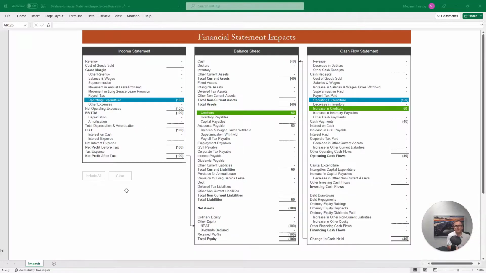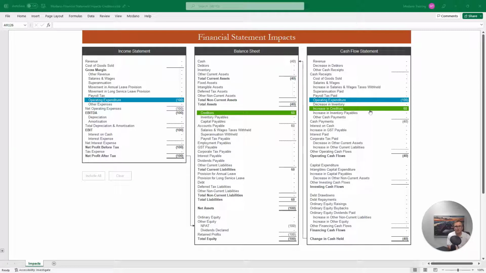Now, looking back at the financial statement impacts of creditors within a three-way financial model, it's important to stress that creditors is simply an adjustment to the balance sheet and cash flow of a business and does not affect the P&L or the profitability. Creditors is an adjustment to reflect the cash payment timing differences between when expenses are incurred and when they are paid.